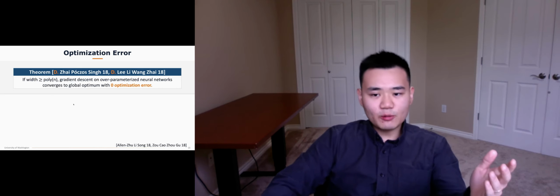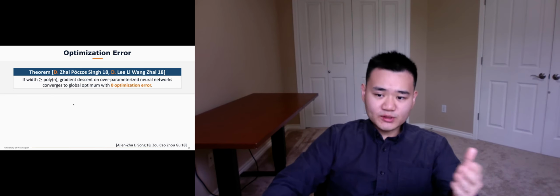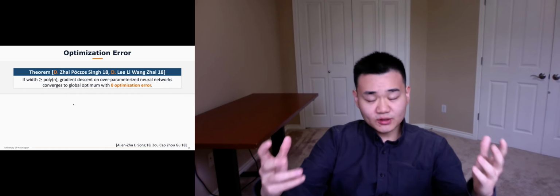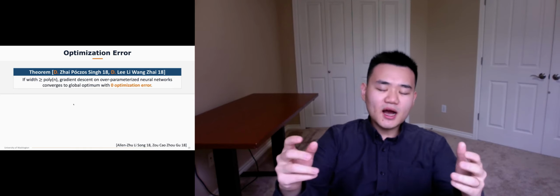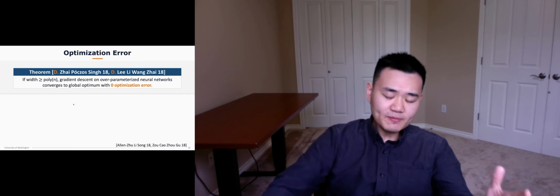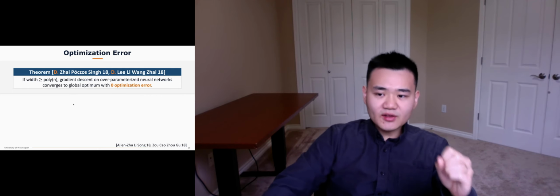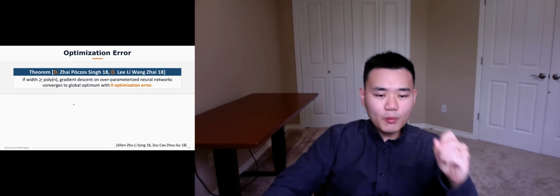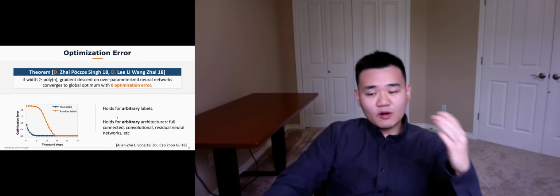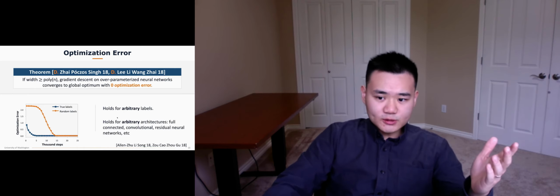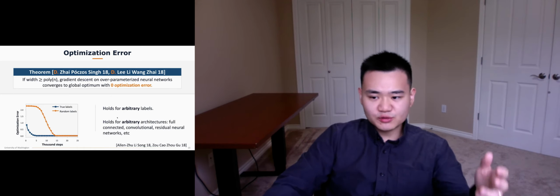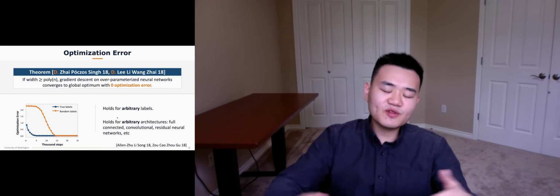Okay, so let's first look at the optimization. This is our formal theorem. We can prove that if the width, which is the number of neurons for a fully connected neural network, or the number of channels per layer for convolutional neural networks, is very, very large, say poly n, then gradient descent on the overparameterized neural network converges to a global optimum, which has zero optimization error. And our theorem holds for arbitrary labels and arbitrary architectures, including fully connected neural networks, convolutional neural networks, residual networks, etc. So our theorem is very, very general.